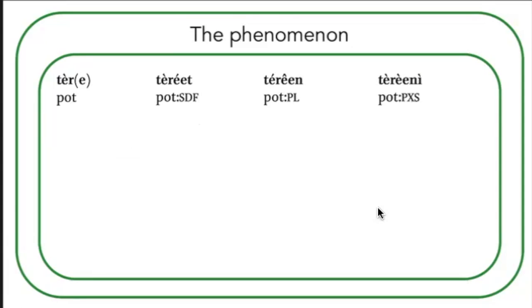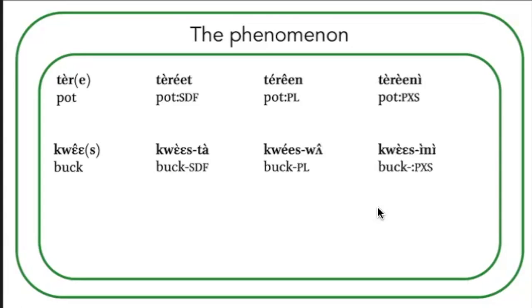And you can see that this vowel is there because you get these long vowels between the stem and the suffixes. But it can also be a consonant. For example, the word for buck is que in the unmarked form, but it gets an S in all of its inflected forms. Questa, quesua, quesine.